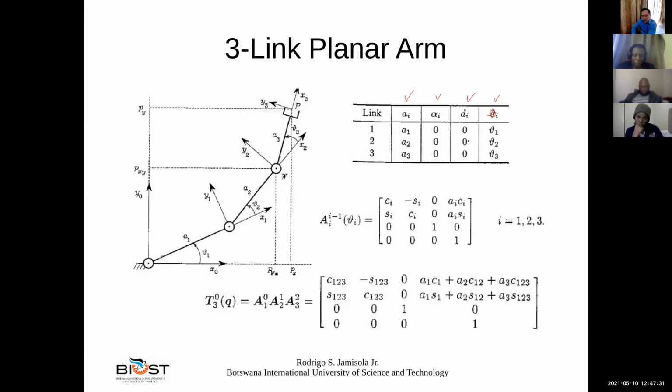So let's start with frame 0. This is Z0, it's not shown here; it's just perpendicular to the paper. And this is joint 1. Joint 1 rotates about Z0, and that is your theta 1.